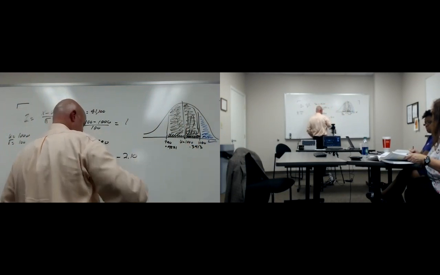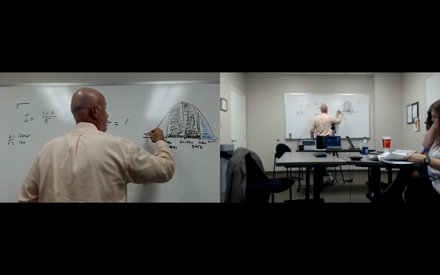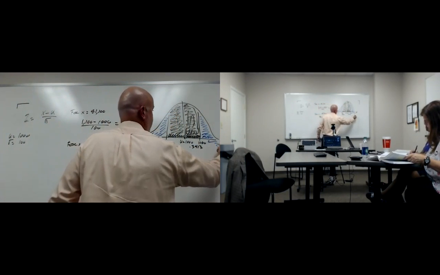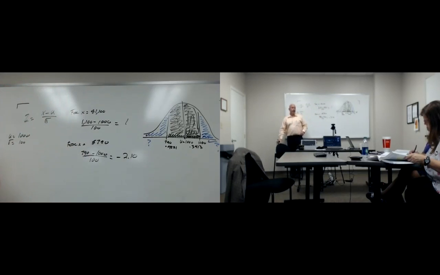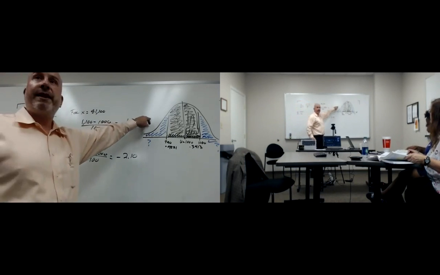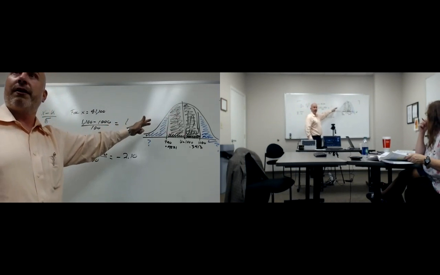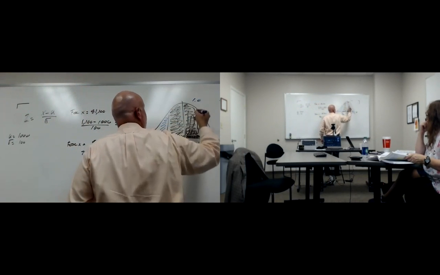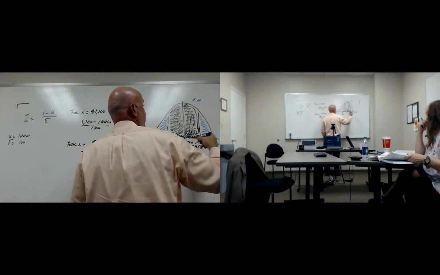What's the probability that I would select someone whose income is less than $790? What's the probability that I'm out in here? One of the characteristics of the bell curve: what did we say the surface area under the curve was equal to? 1. What's it equal to on each side? 0.5.